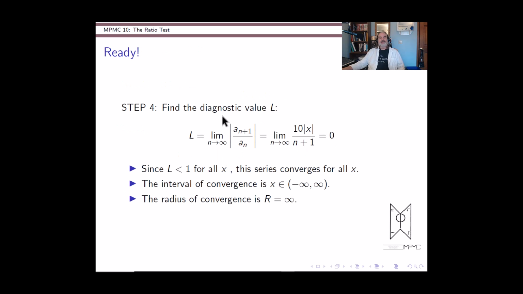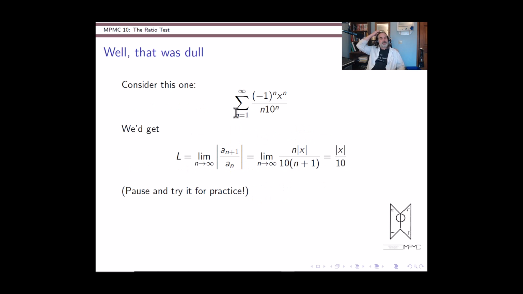Okay, so all that work, and it wasn't a very exciting power series, because it turns out that it converges no matter what x is. So here's an updated version of it. Now this time I'm just going to zip through the limit calculation, building the diagnostic quotient, running the limit as n goes to infinity. So if you want to pause and practice on this one and make sure you come back with the same thing, then please do.